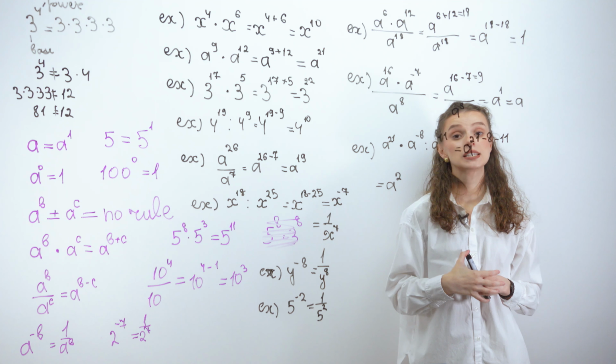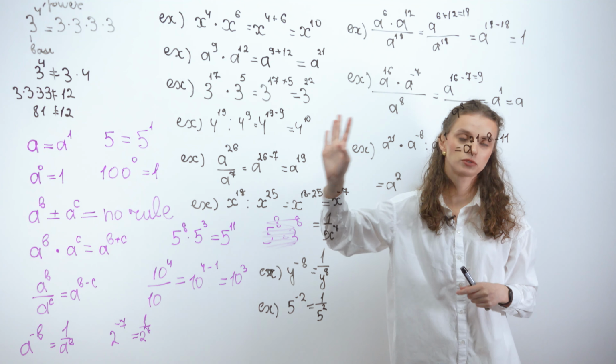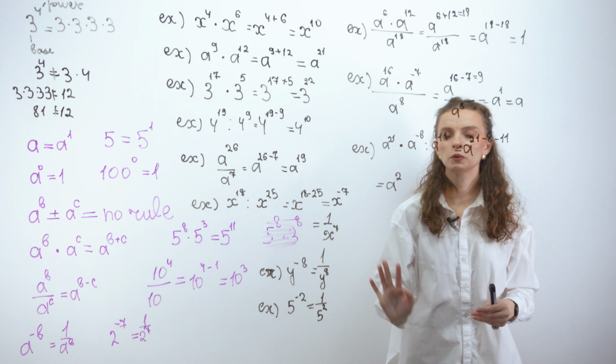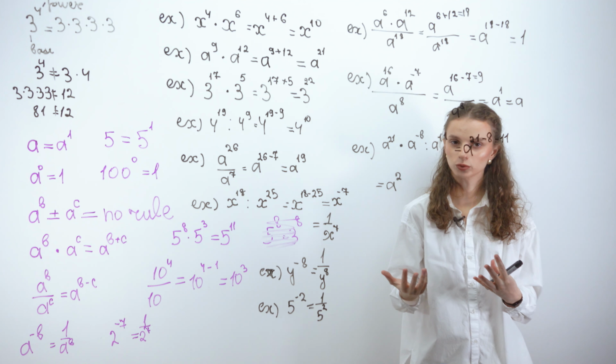Alright, I hope that it makes sense. Write this down. If you see addition or subtraction, or if you multiply with different bases but the same power, there is no rule for that. Please don't come up with your own rules for exponents.